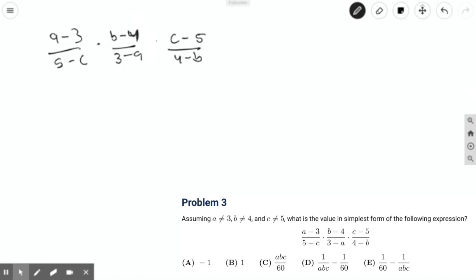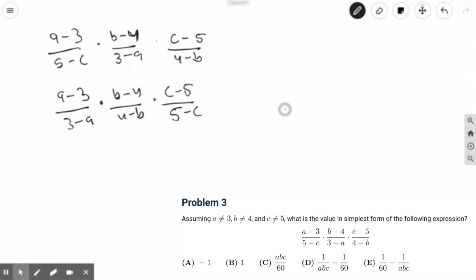Now let's change up the denominators by rearranging this. We can rearrange this as A minus 3 over 3 minus A times B minus 4 over 4 minus B times C minus 5 over 5 minus C. Because they're being multiplied by each other, we can rearrange the denominators or numerators.